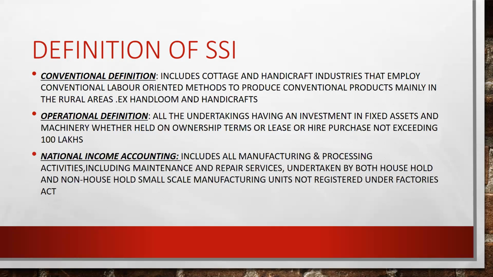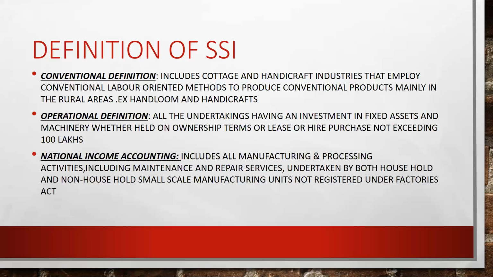Let's first understand the conventional definition. It includes cottage and handicraft industries that employ conventional labor oriented methods to produce conventional products mainly in the rural areas. Some examples are handloom and handicrafts. Operational definition. The operational definition for the policy purpose includes all the undertakings having an investment in fixed assets and machinery, whether they are held on ownership terms, lease, or hire purchase, that does not exceed 1 crore or 100 lakhs.